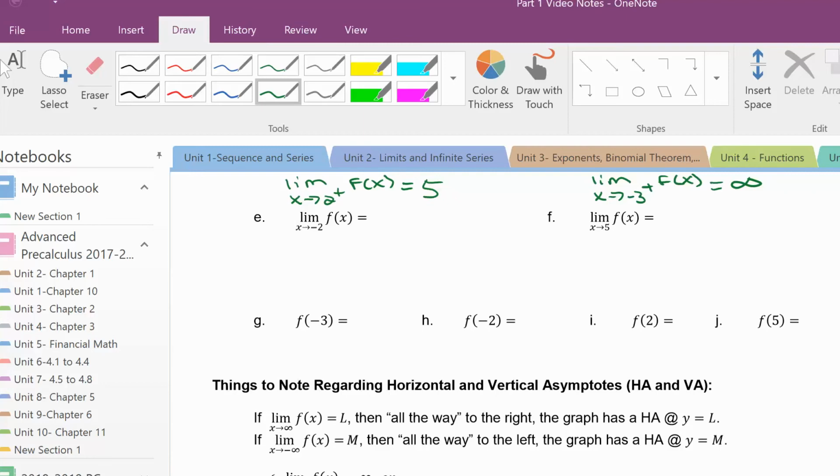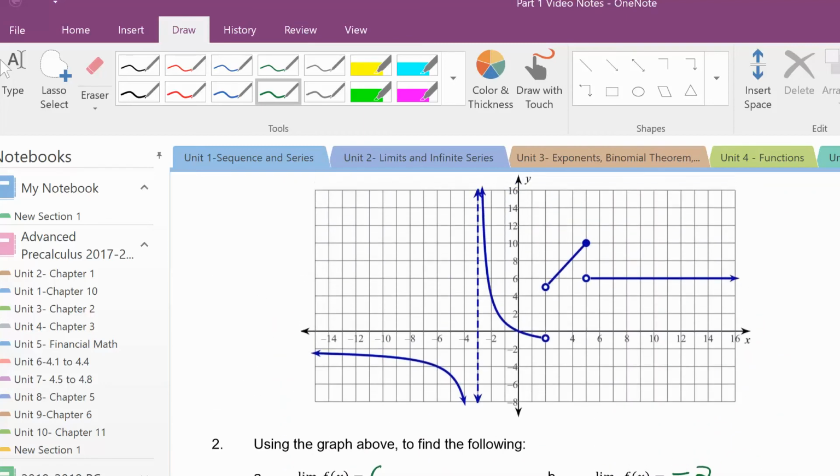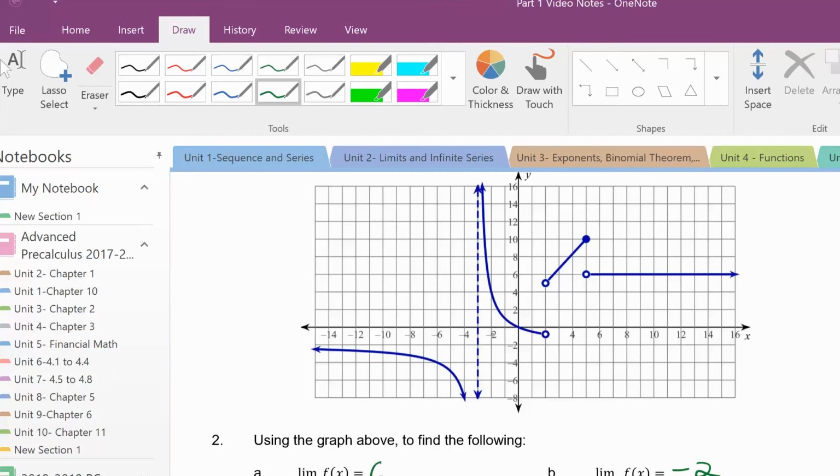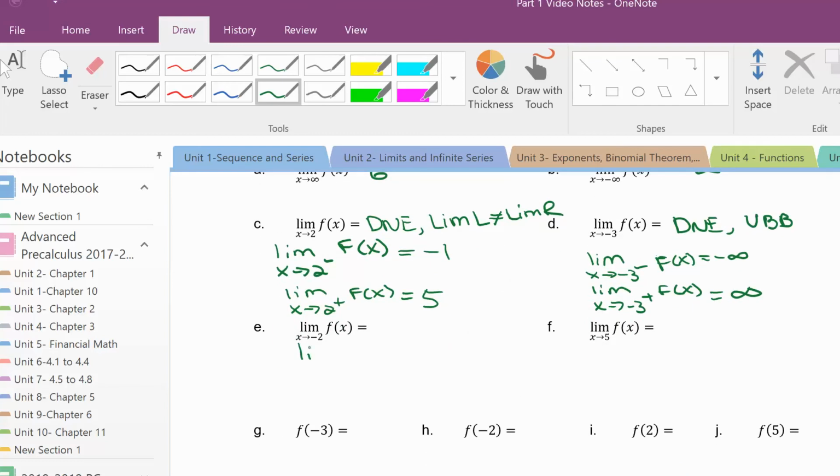The limit as x approaches -2, well, notice -2 is right here. Notice from the left, it's approaching this number of 4. And from the right, it's also approaching 4. So therefore, the limit as x approaches -2 is 4.